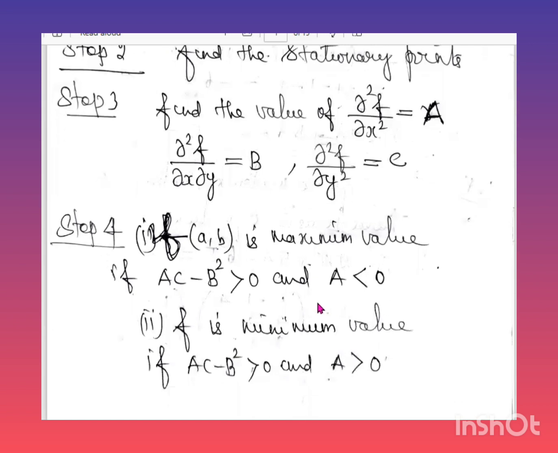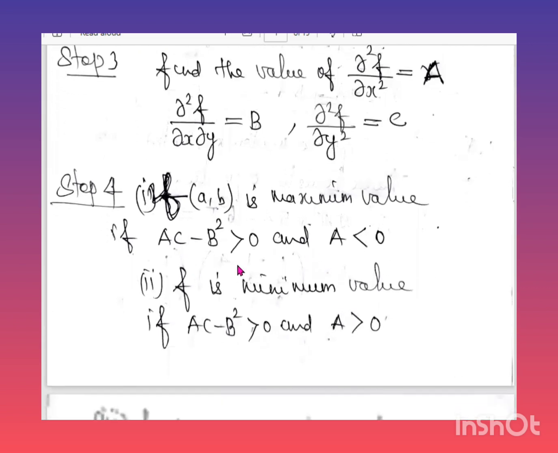there are some conditions. Condition number 1 is f of a comma b is a maximum value. We will tell it the maximum value if ac minus b square is greater than 0. What is a? Dou square f by dou x square. What is c? Dou square f by dou y square. Minus what is b? Dou square f by dou x dou y. So ac minus b square is greater than 0 and capital A is less than 0. It is called as maximum value.